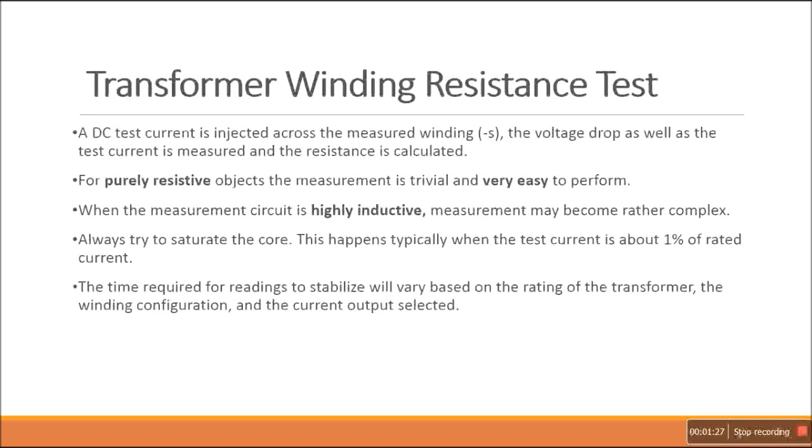Now, always try to saturate the core. This happens only when the test current is about 1% of the rated current. The time required for reading to stabilize will vary based on the rating of the transformer, the winding configuration, and the current output selected.